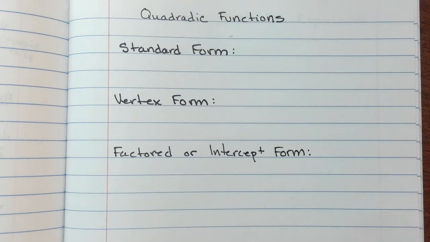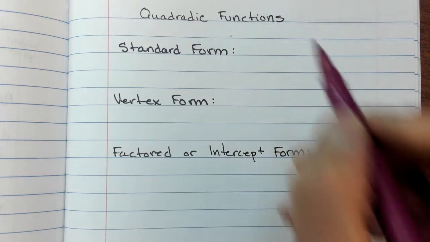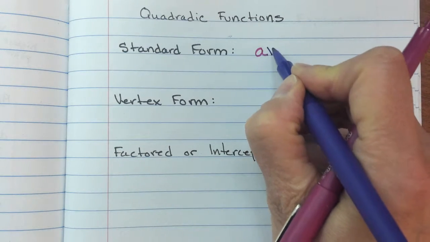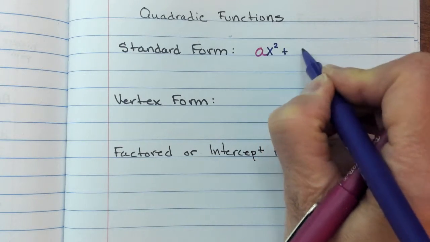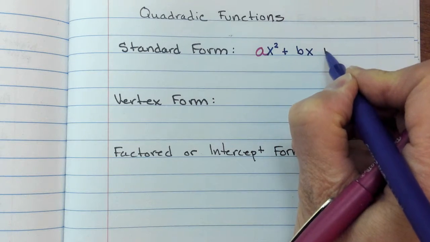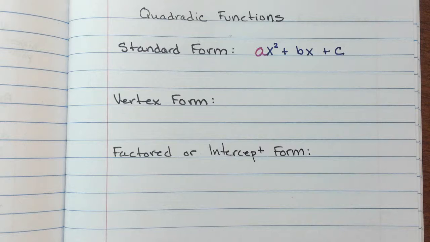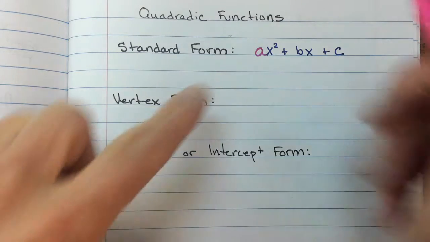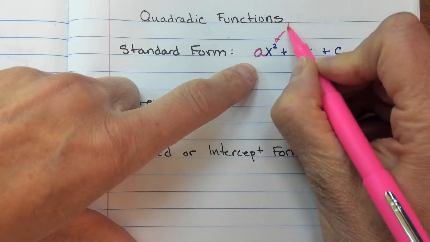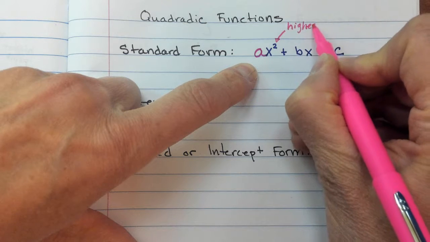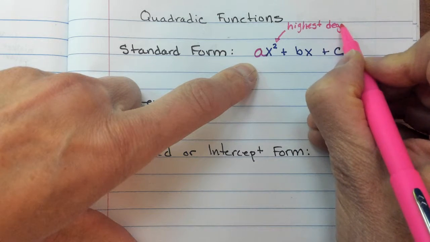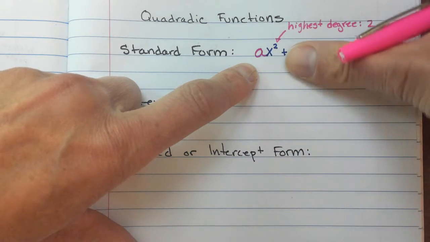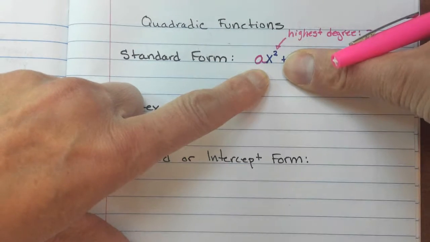So I'm just going to write down what those forms look like. So for standard form, we have ax squared plus bx plus c. So if we notice, the highest exponent here is 2. So this here is our highest exponent, our highest degree is 2. And that's how we know this is a quadratic. If I got rid of everything else, it would still be a quadratic here.